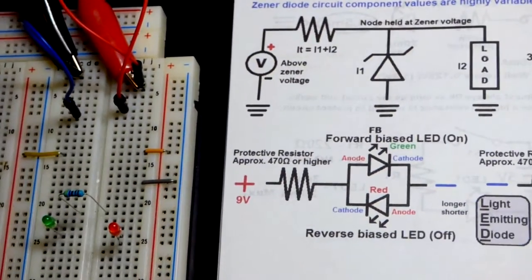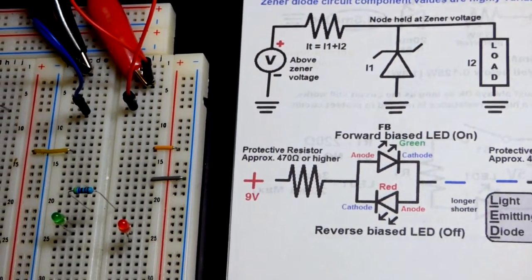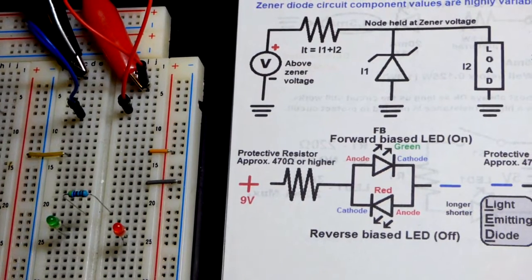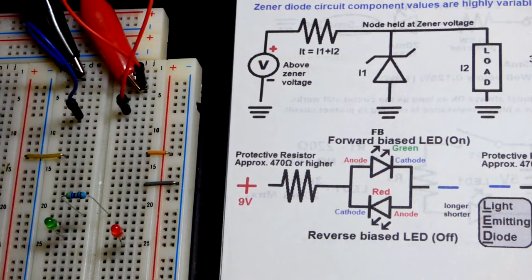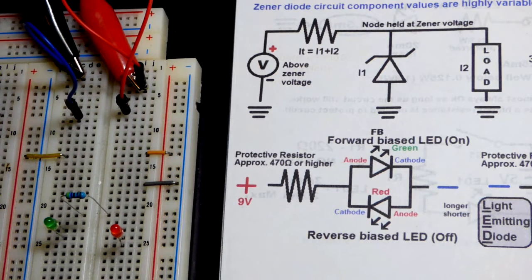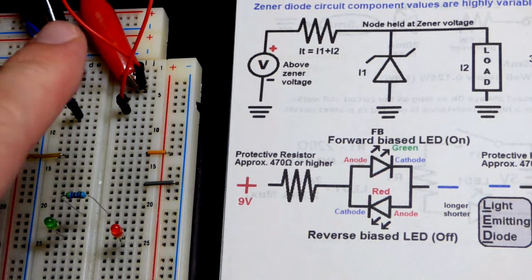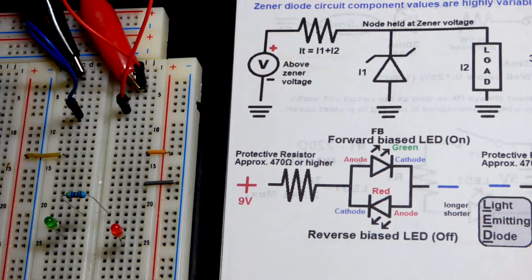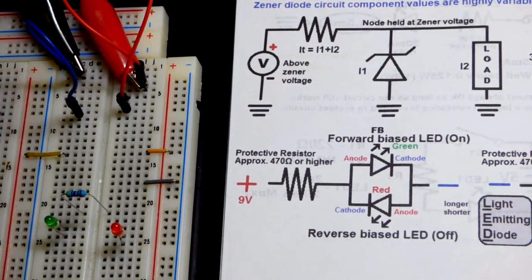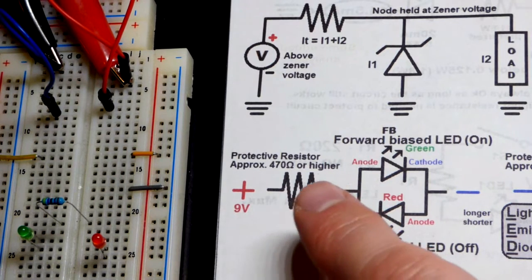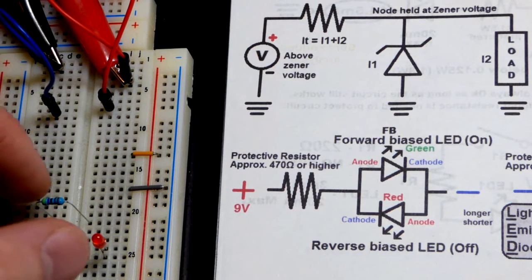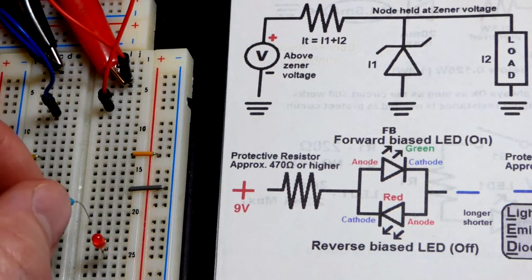So we're going to use a couple LEDs to tell which side of the power supply is powering which side of the circuit. It's pretty straightforward. We're going to use 9 volts. I have my bench power supply set to 9 volts, and you can see here that I'm going to use a 470 ohm resistor to protect the LEDs from 9 volts. This is a 470 ohm resistor.